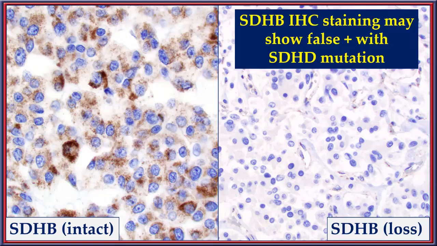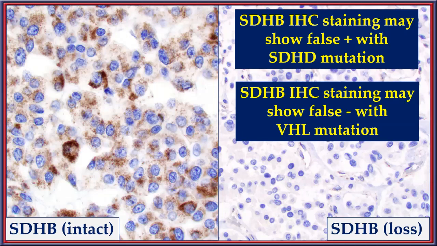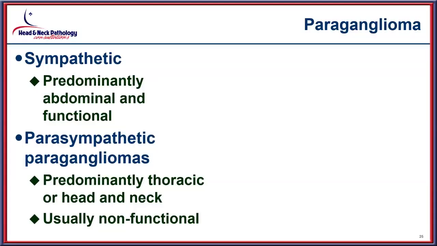Just a caveat about the loss of SDHB: it can be falsely positive when there's an SDHD mutation, and you may also get a false negative when patients have VHL mutations present when you're testing just the SDHB component.